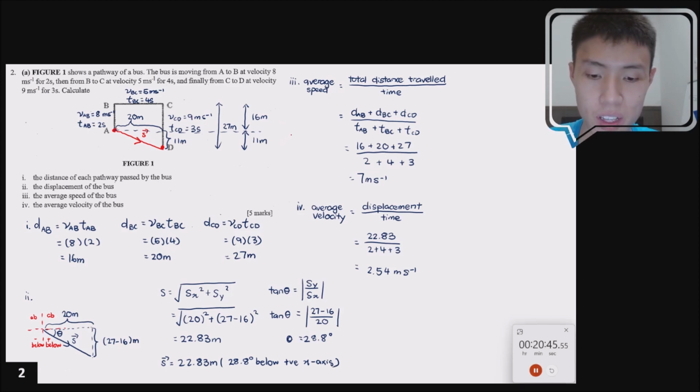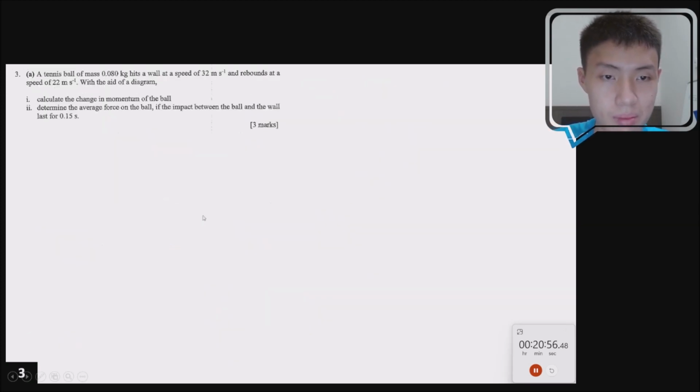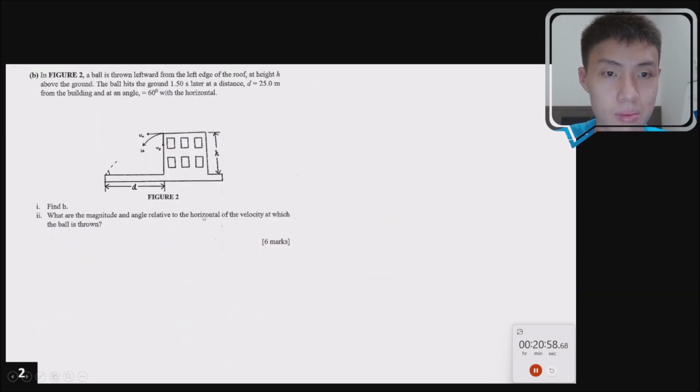Okay, so just now we managed to calculate everything already. So we have our average speed, we have our average velocity, everything seems fine. So let's move on to question 2B. Is everything working? Okay.